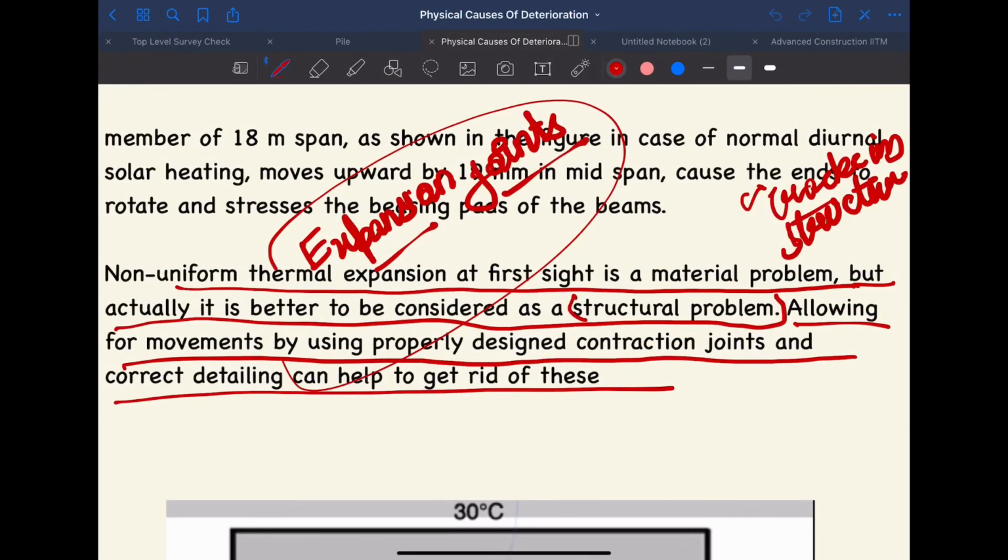With this, we have come to the end of this topic, and I have already said there are two major factors responsible for deterioration of concrete structures. One is temperature, and the other one is moisture. These two are the major physical causes. We have studied temperature effects, and now we will deal with moisture effects. We will deal with that in the second part.